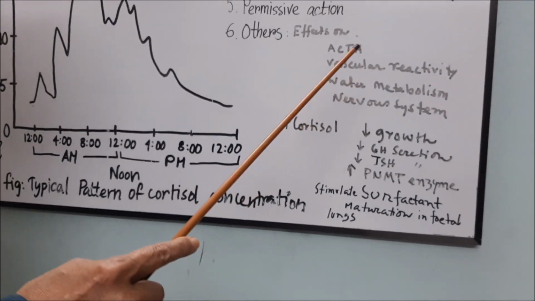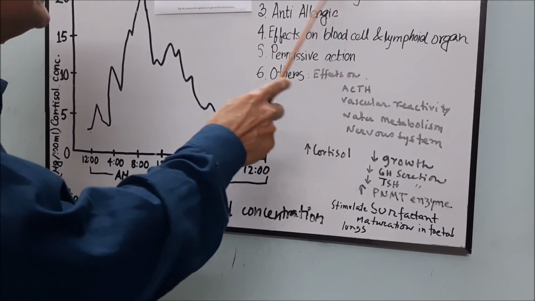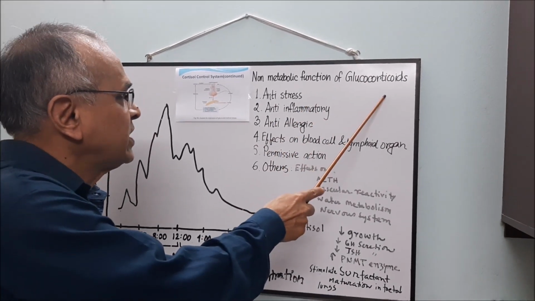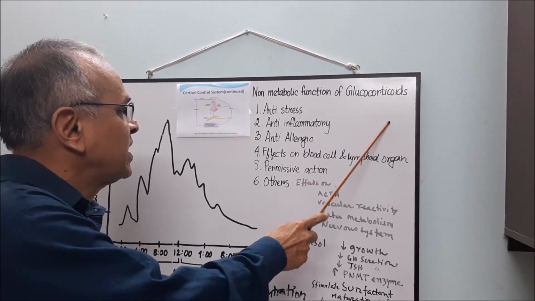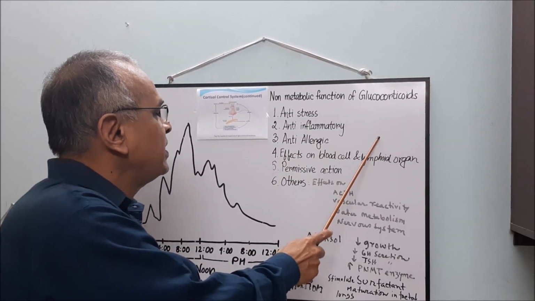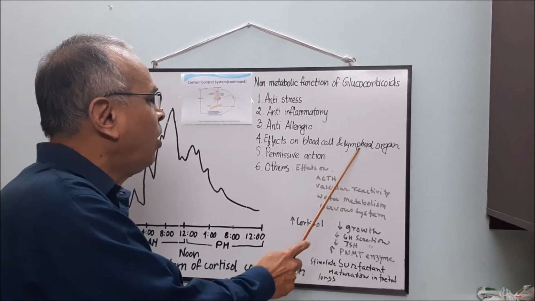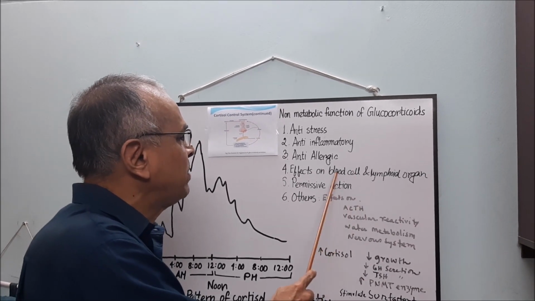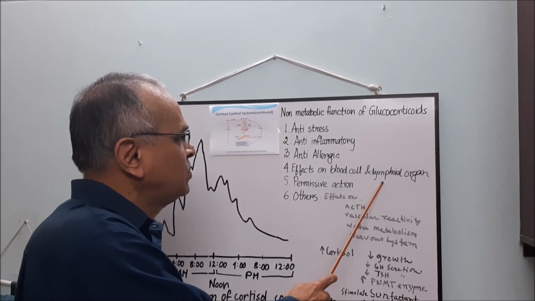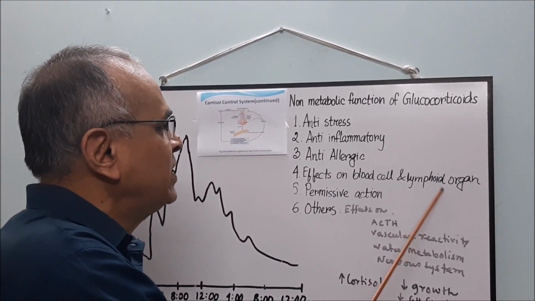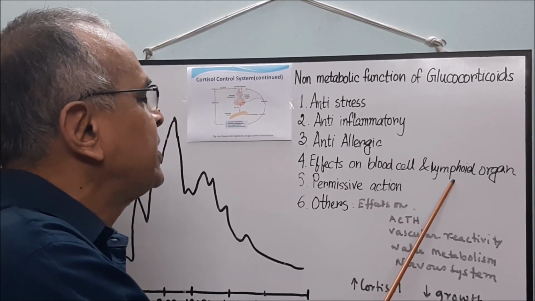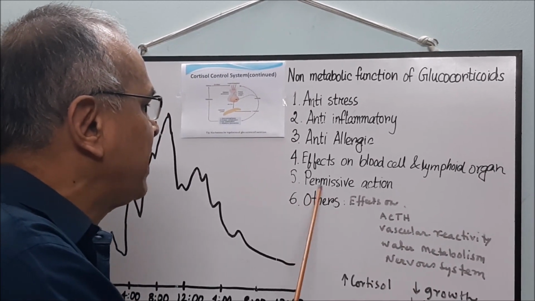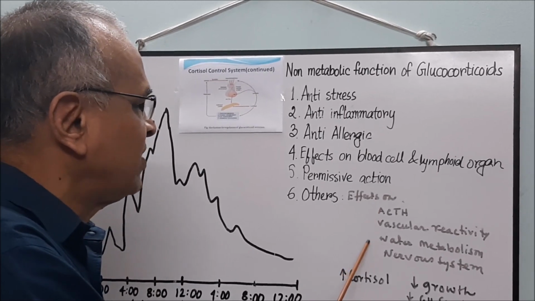It is very important. Lastly, I want to repeat the non-metabolic functions of the glucocorticoids. One is anti-stress, to prevent stress; anti-inflammatory, to prevent inflammation; anti-allergic; and the effects on blood cells and the lymphoid pattern. RBC is increased, neutrophil increased, monocyte increased, platelet increased, lymphocyte count decreased, eosinophil and basophil decreased. Eosinophil decreases by increased sequestration of eosinophils in the lung as well as in the spleen. And number five, permissive action, and other effects.